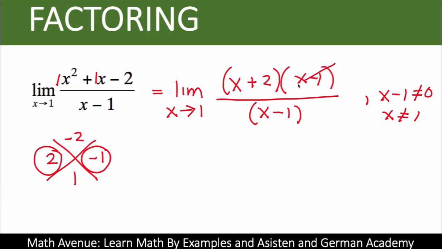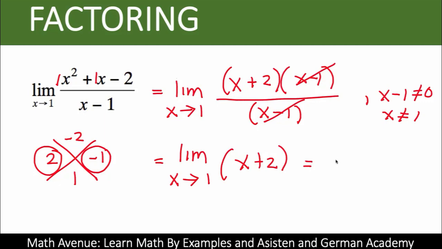So what we can do is cancel this out, and what we have is the limit as x approaches 1 of x plus 2. And if we substitute now positive 1 for x, the limit of this is positive 3. So we are able to find the limit by first doing the factoring method, canceling out the common factors, and substituting the value of x in the simplified form of the rational function. So the limit is positive 3.